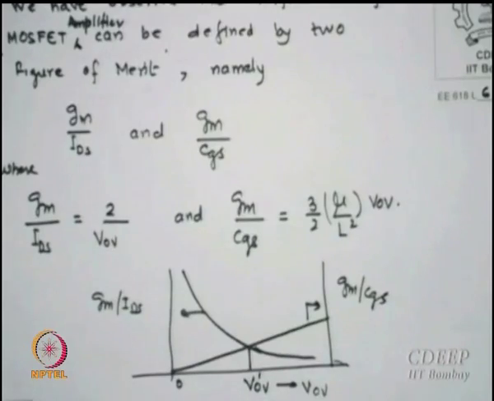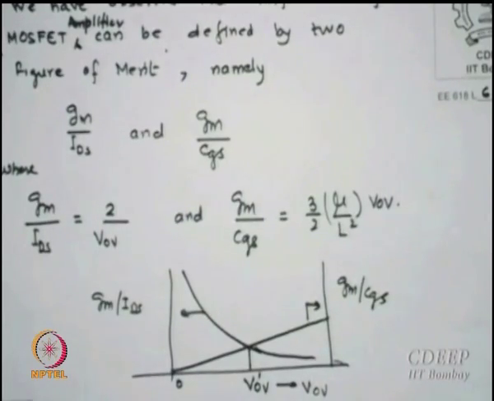You can see GM by IDS is inversely proportional to VOV, but more accurately it doesn't follow linear. It should look linear, but it's not linear; that's what I'm trying to say. It goes partially like a square function or square root function. And if you look at the GM by CGS term, it does rise roughly linearly with VOV.